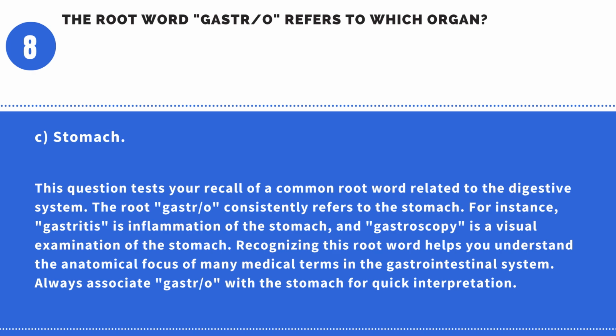The root gastro/o consistently refers to the stomach. For instance, gastritis is inflammation of the stomach, and gastroscopy is a visual examination of the stomach. Recognizing this root word helps you understand the anatomical focus of many medical terms in the gastrointestinal system. Always associate gastro/o with the stomach for quick interpretation.